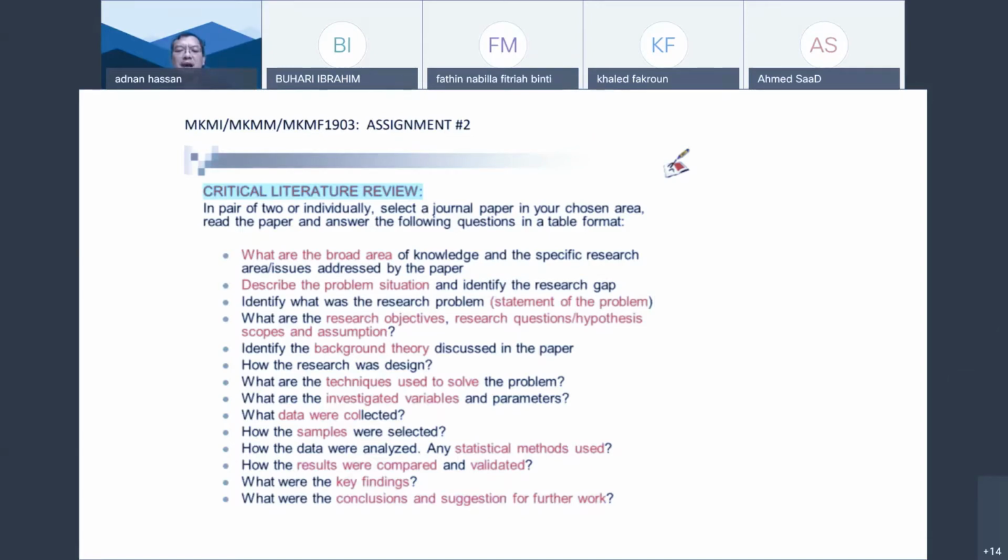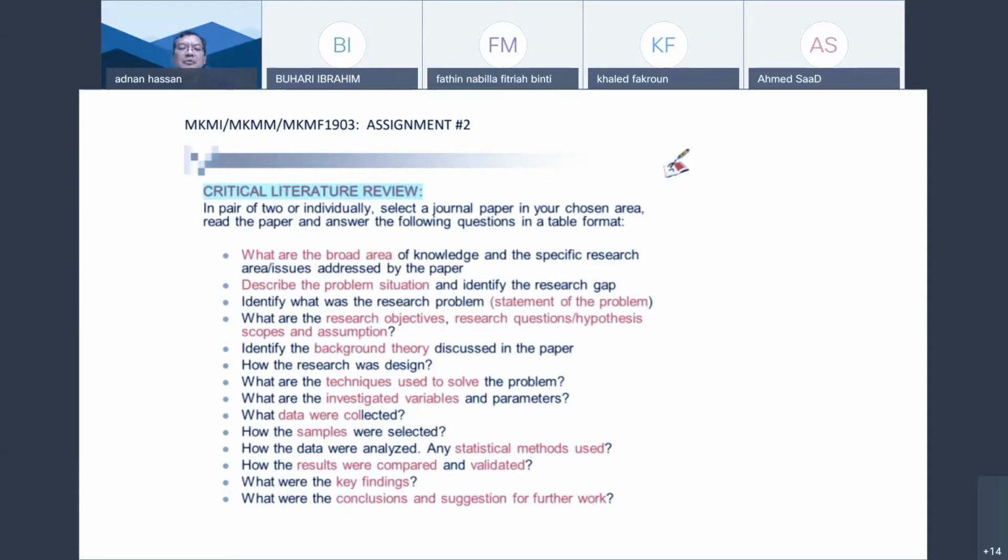Remember that we are progressing to the next step, which is comparing related papers from author A and author B. What are the similarities? What are the differences? Who is following whom? Which research is earlier? Which one is later? That will be the next step of critical literature review, where you compare and contrast.